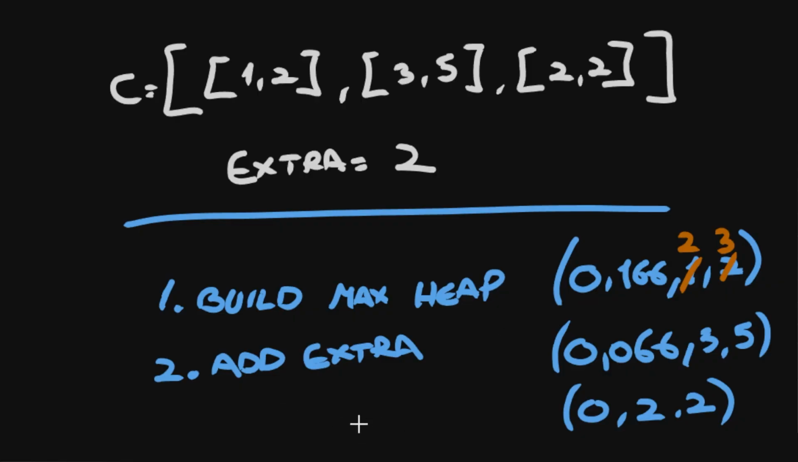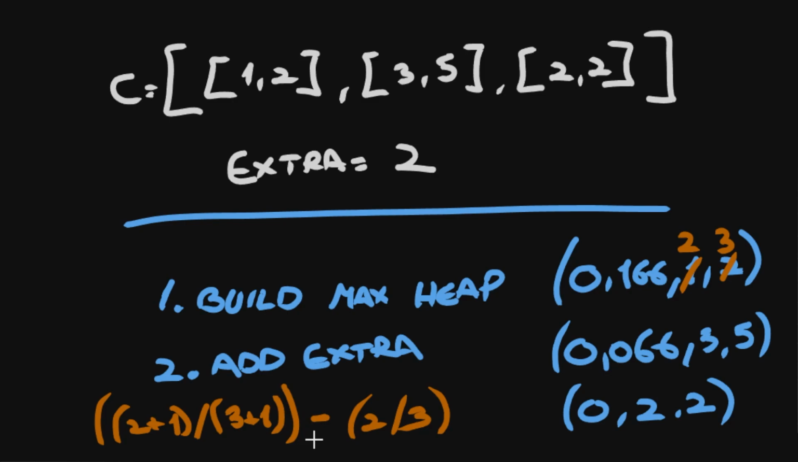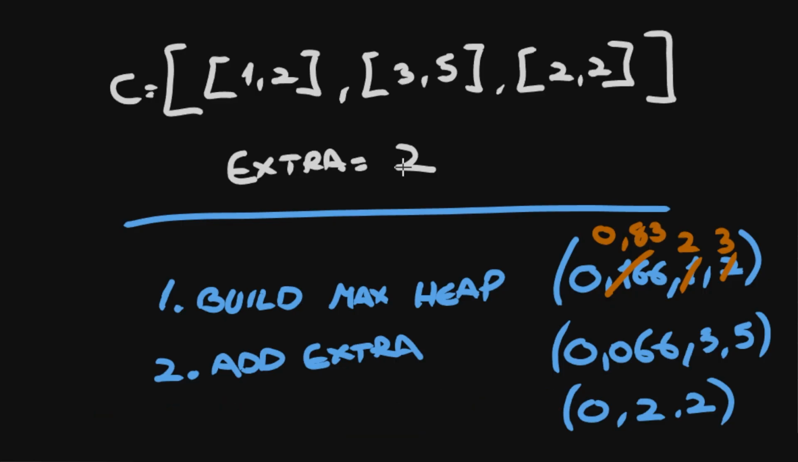The current state is 2 divided by 3. And the contribution, if we decide to add another student to this class, would be 2 plus 1 divided by 3 plus 1, minus the current state. The result for this is 0.83. So we replace this with this number, 0.83. Now we need to add one more student, so we do exactly the same.